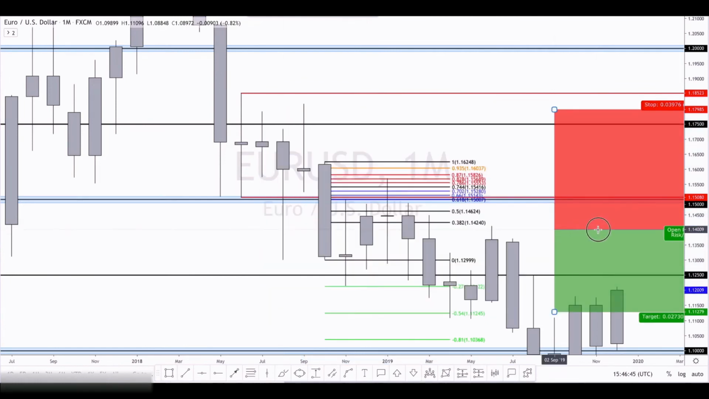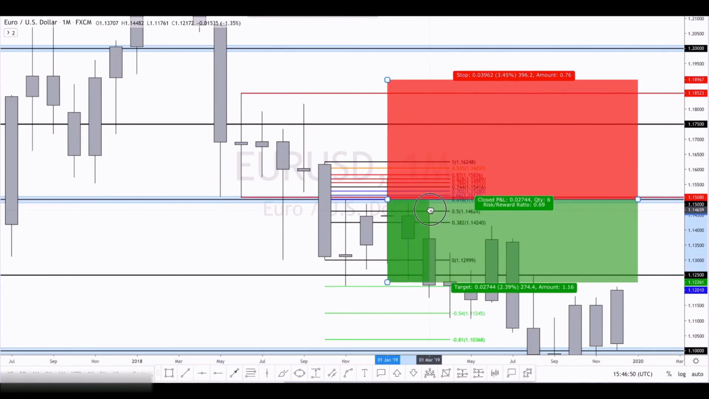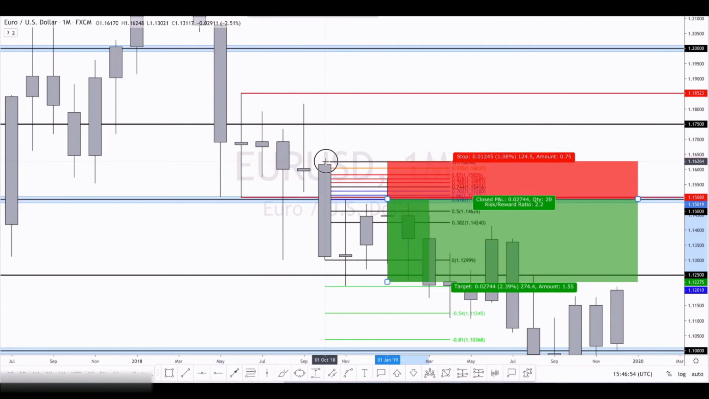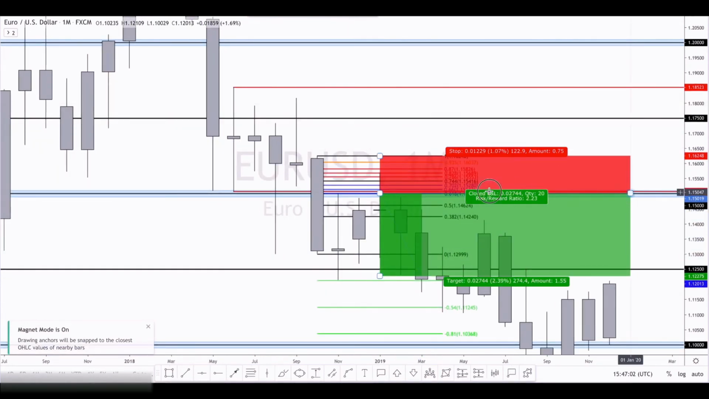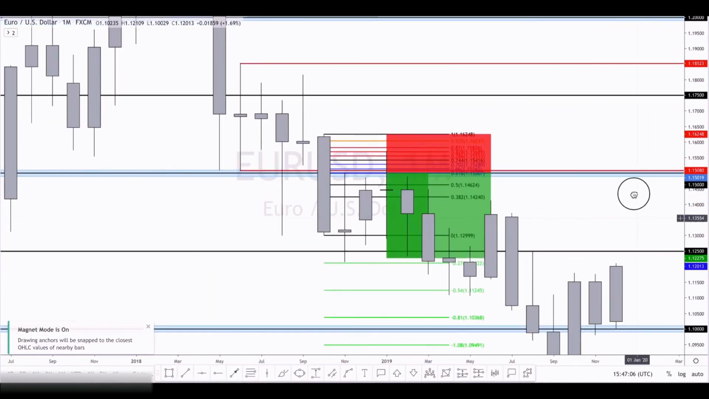So we've got a nice key area for shorts at 1.15. Where are we looking to place our stops? Stop loss needs to be above that monthly high because we're trading based off the monthly chart. So that's what you need to remember. Whatever time frame you're taking a trade off, that's where you need to place your stop loss. Don't try and cheat the market.